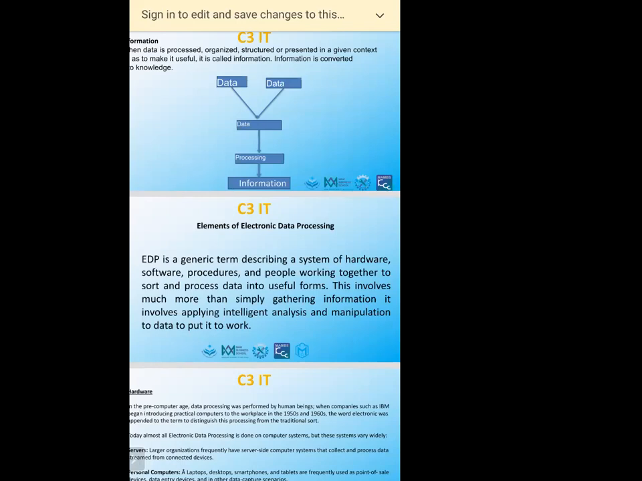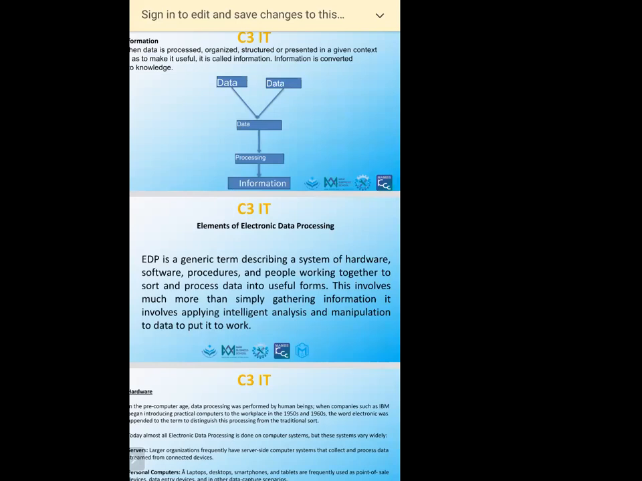Whatever hardware you are using, whatever software you are using, whatever procedures you are using, and whatever people are working together in the computer field, all together is called electronic data processing. It is called EDP.